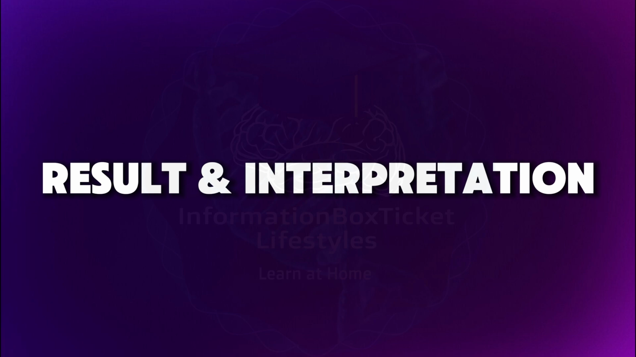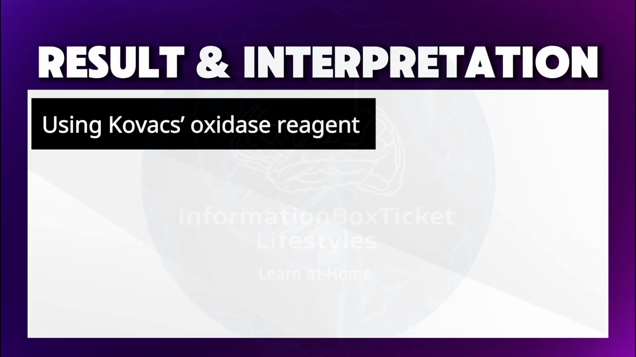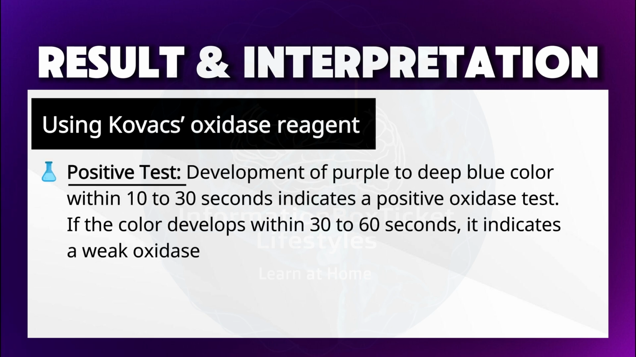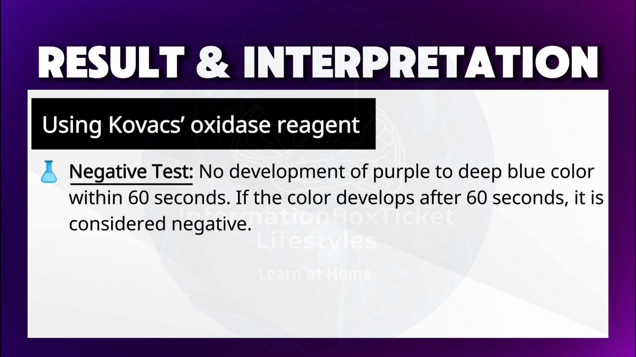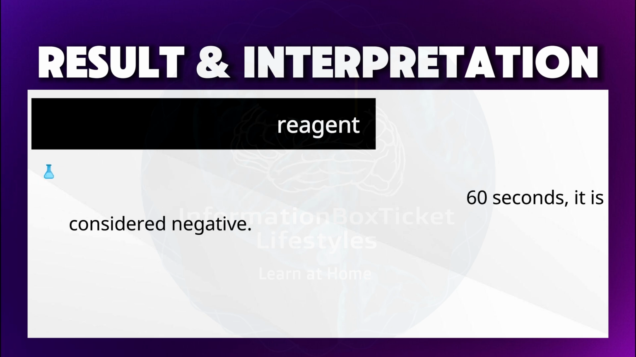Result and interpretation of oxidase test. Using Kovacs oxidase reagent. Positive test. Development of purple to deep blue color within 10 to 30 seconds indicates a positive oxidase test. If the color develops within 30 to 60 seconds, it indicates a weak oxidase positive reaction or delayed oxidase positive. Negative test. No development of purple to deep blue color within 60 seconds. If the color develops after 60 seconds, it is considered negative.